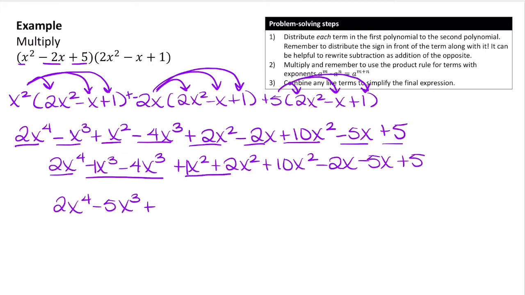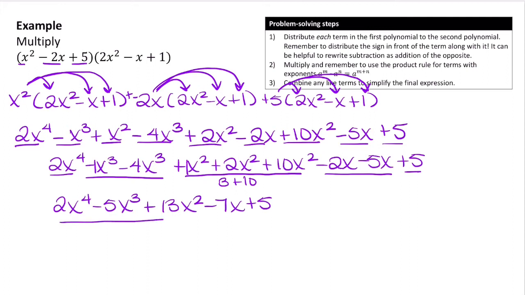Plus x squared is just like a 1x squared. So 1 plus 2 plus 10. Well, 1 plus 2 is 3. 3 plus 10 is going to be 13x squared. And then we have minus 2 minus 5, so that's minus 7x. And then finally we have plus 5. So 2x to the 4th minus 5x cubed plus 13x squared minus 7x plus 5 is our final answer.